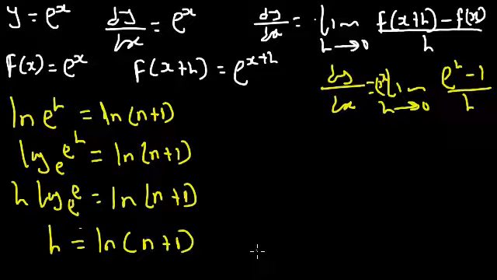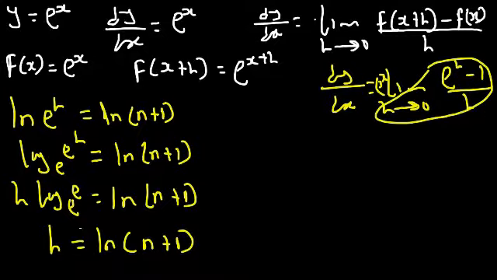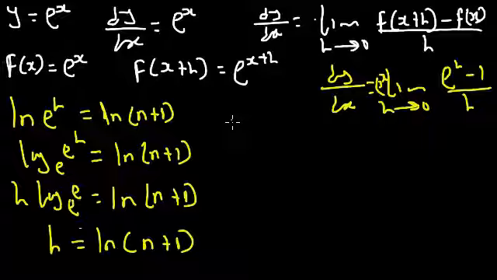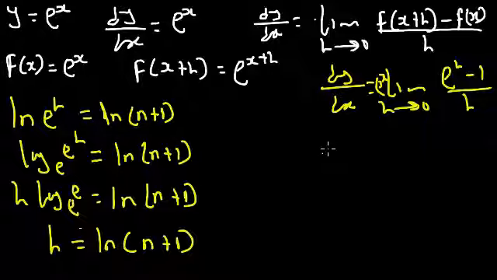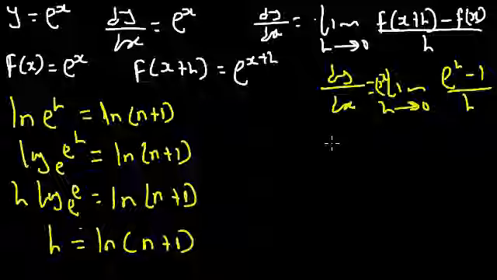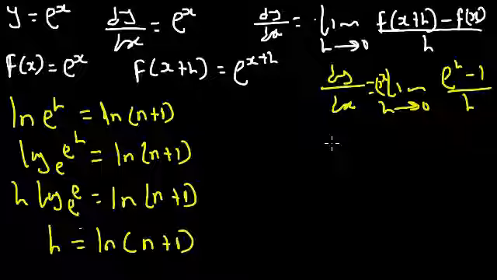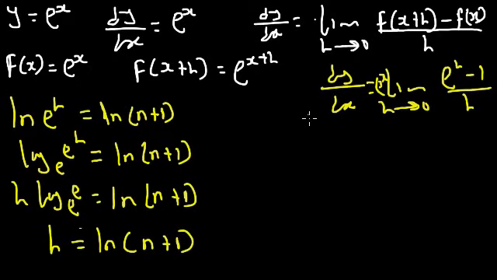So now, having gotten the value of h, the next thing we want to consider doing is to observe the behavior of n as h approaches 0, because we want to express all the parameters in the limit in terms of n. So basically, we need the behavior of n as h goes to 0.